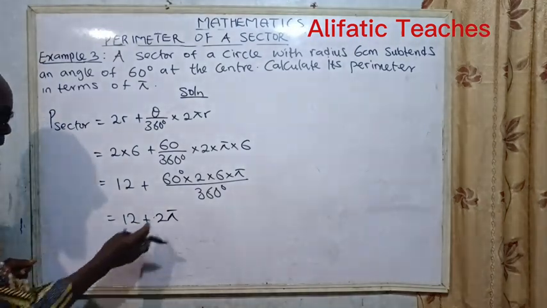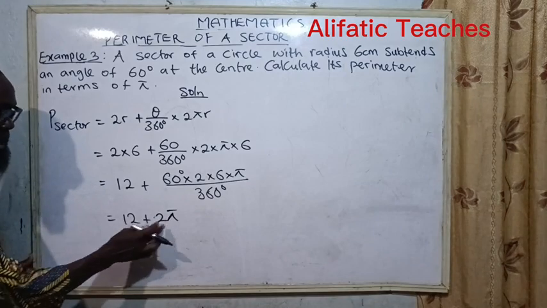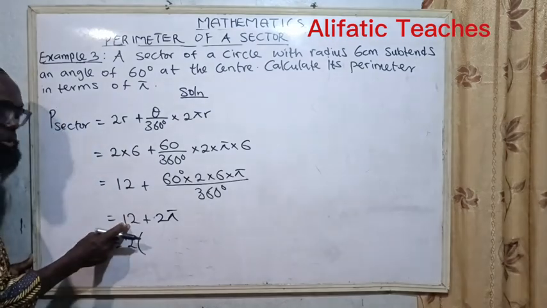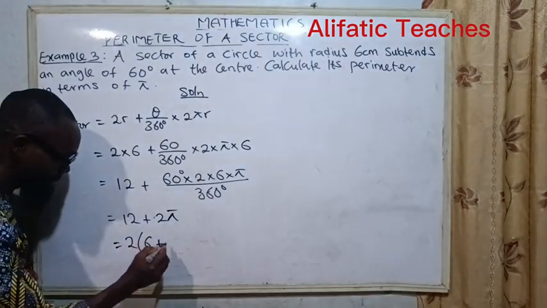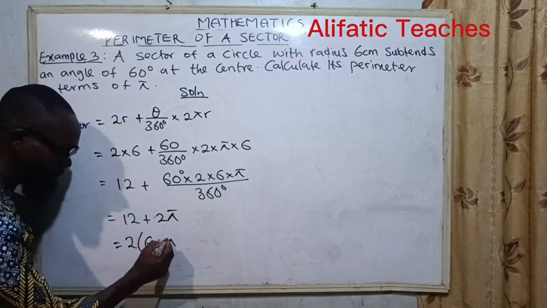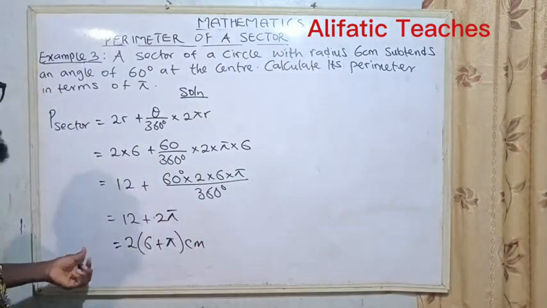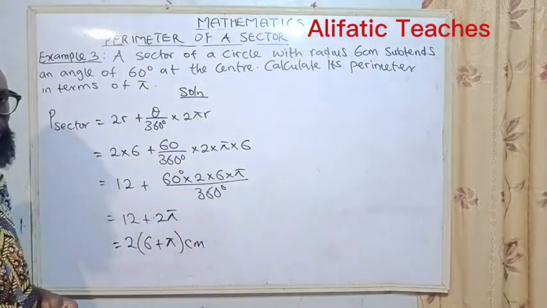But we can do it this way. What is common in both? 2 can go here, 2 can go here. We have 2, open brackets. 2 goes in 12, we have 6. 6 plus 2 goes in 2 pi, we are going to be left with pi. So in what? Centimeter. So that is the perimeter in centimeter.